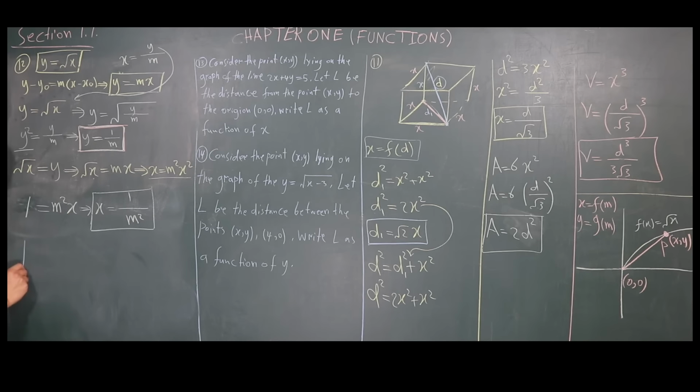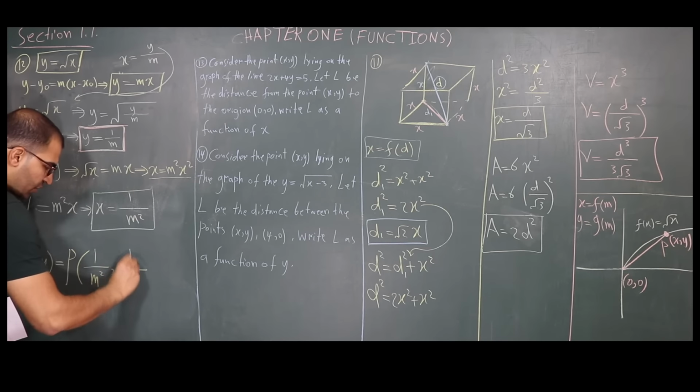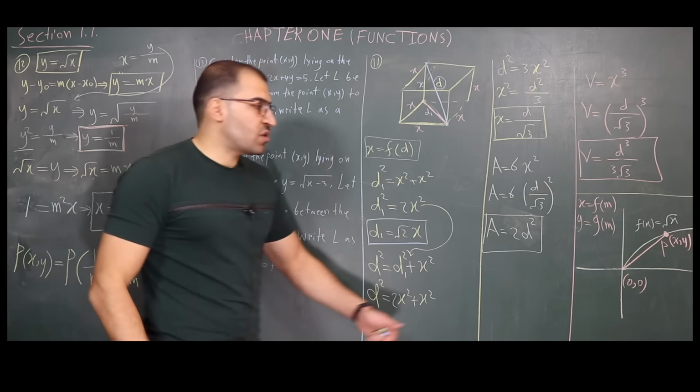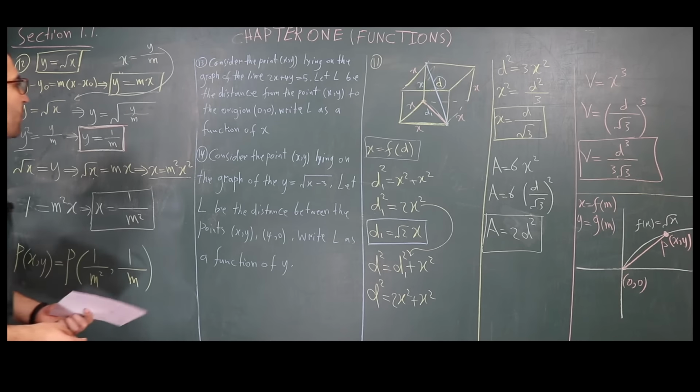So we're going to tell him that P, I want to choose another color just to be clear, P equals (x, y). Now we can write P equal to (1/m squared, 1/m). Okay, so we wrote the coordinates of the point P, which are x and y, as functions of the variable m, which is the slope of the line that joins this point P with the origin.